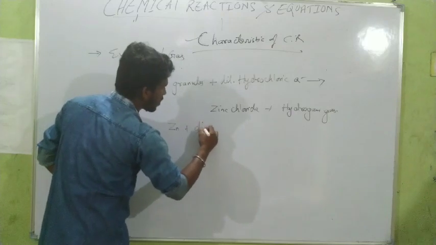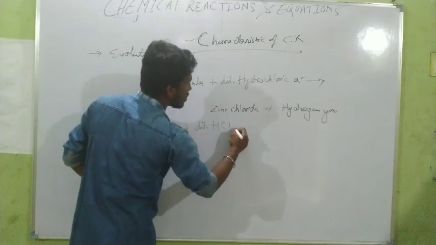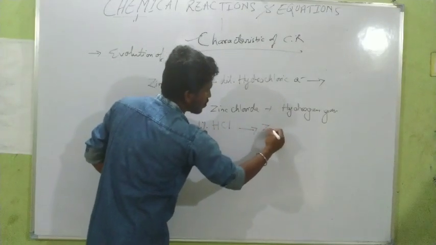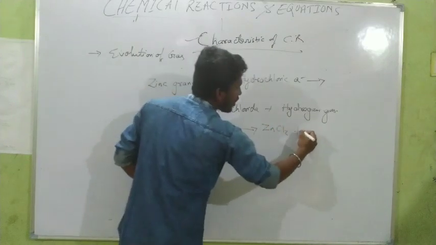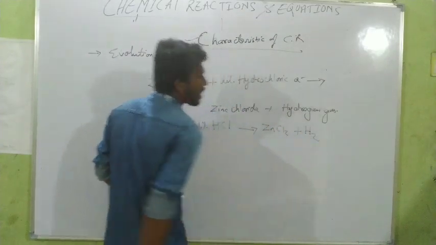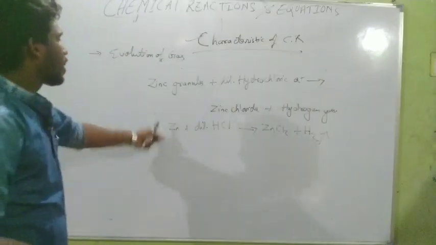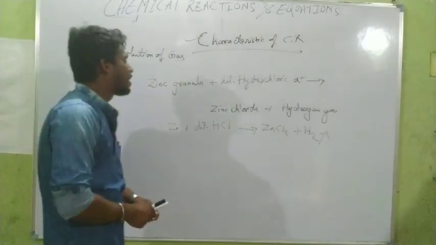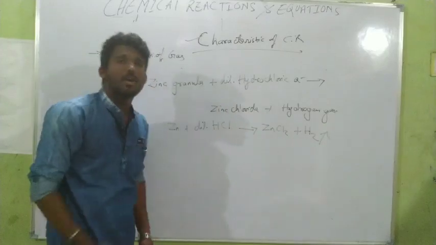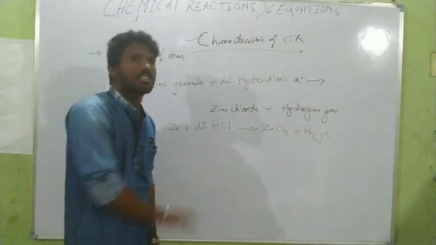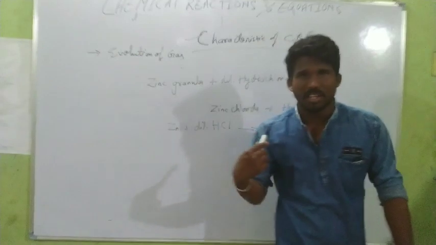Zinc plus dilute hydrochloric acid will give rise to zinc chloride plus hydrogen gas. As the gas is evolved, we can note down that this reaction is complete now and has taken place. This is just an example. Other examples I will give you by notes.